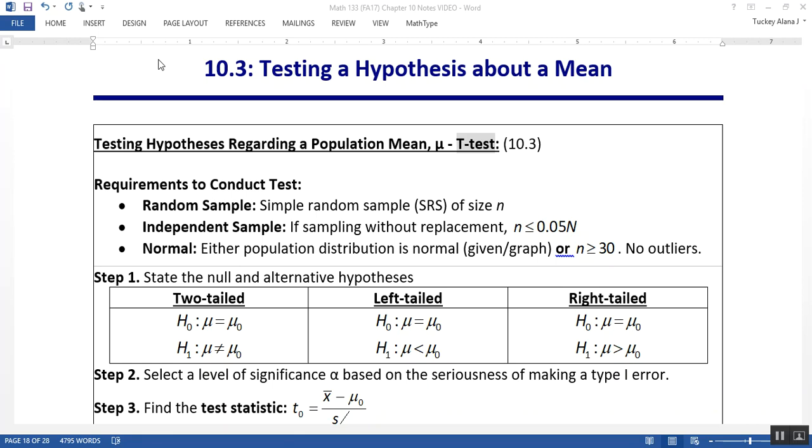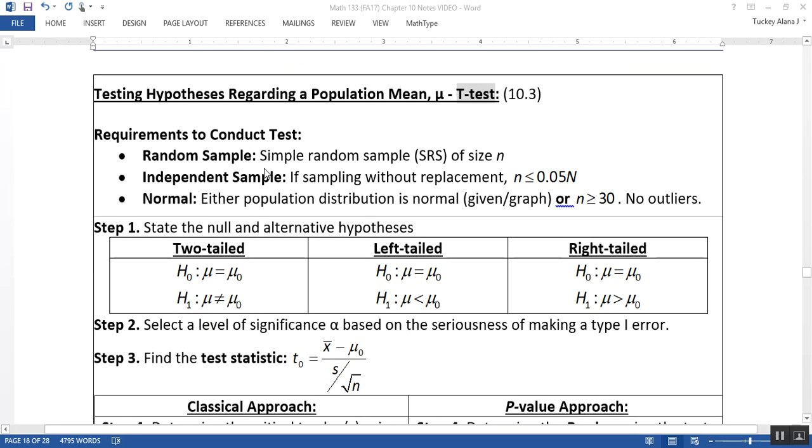In section 10.2, we conducted a hypothesis test for a single proportion. We had one sample and we used that to test whether the population proportion that we thought was true was actually true. All right, now we're going to do that same process again with all those steps, but we're going to do it for a population mean this time.